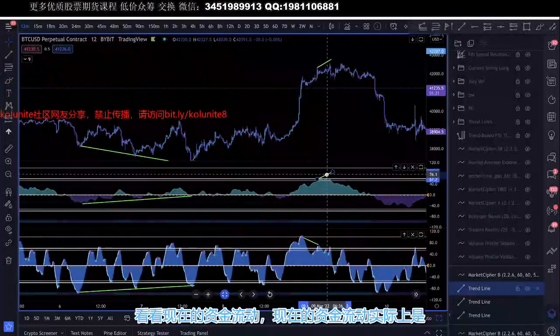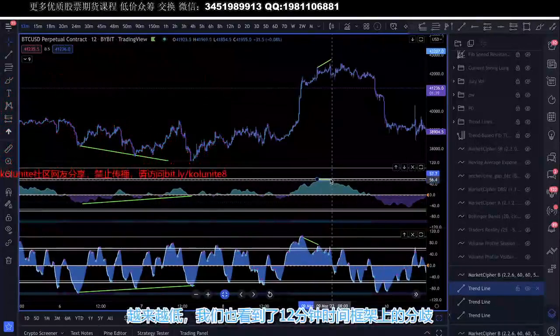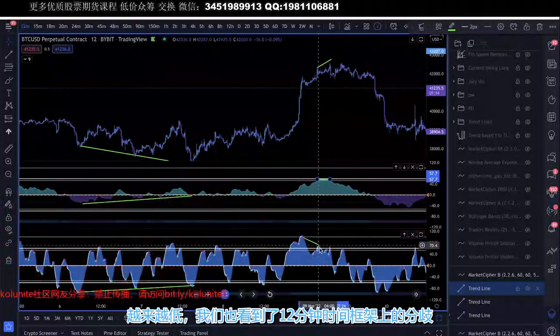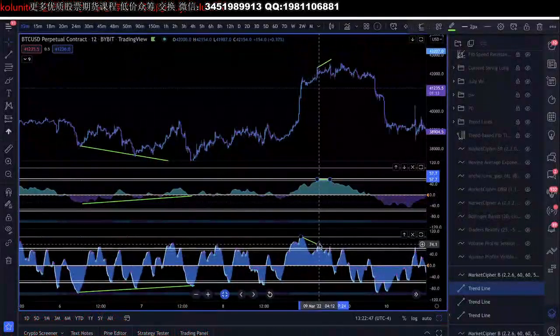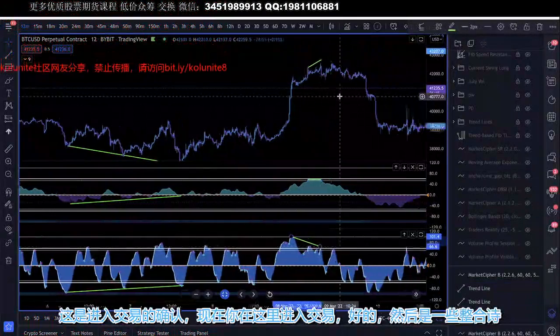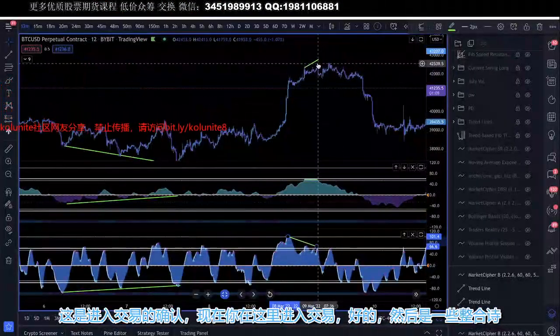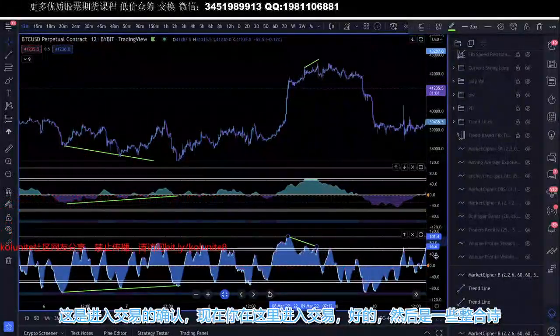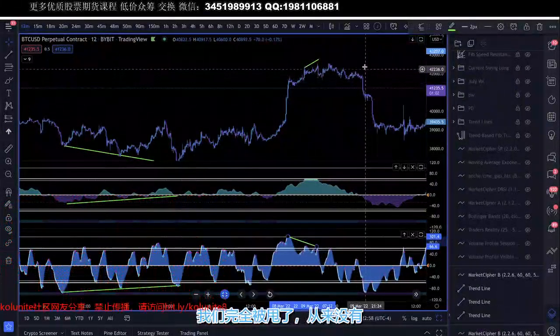Now, money flow is actually getting lower. And we also see the divergences on the 12-minute time frame, right? This is confirmation to enter the trade. Now you enter the trade up here, okay? And after a while, some consolidation, boom. We totally dumped down, right?